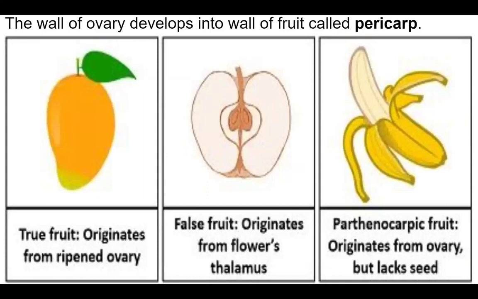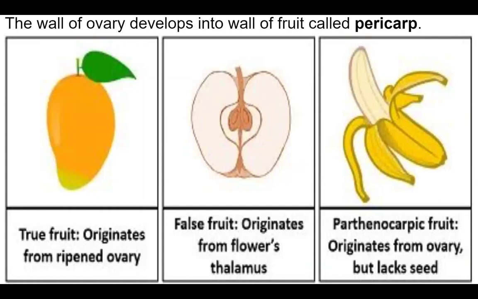So there are different kinds of fruits that we have. We have a true fruit. True fruit means it originates from the ripened ovary. But if it originates from the thalamus, I call it a false fruit. It is not from the ovary, but from the thalamus. If in a flower, you remember, various parts are there, and there was a thalamus at the end. If it originates from the thalamus, then I say it's a false fruit.